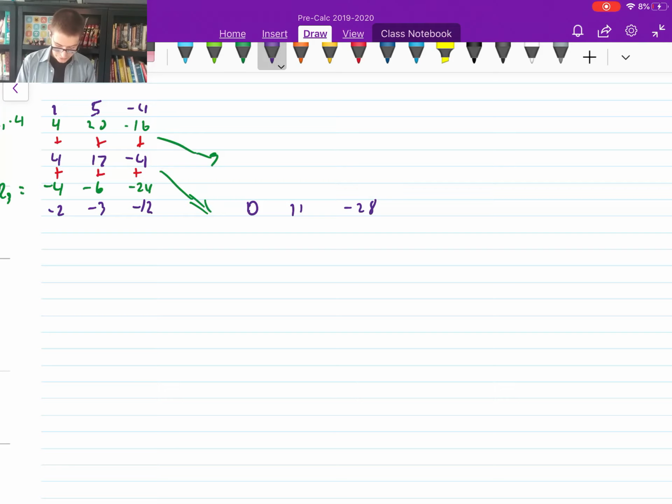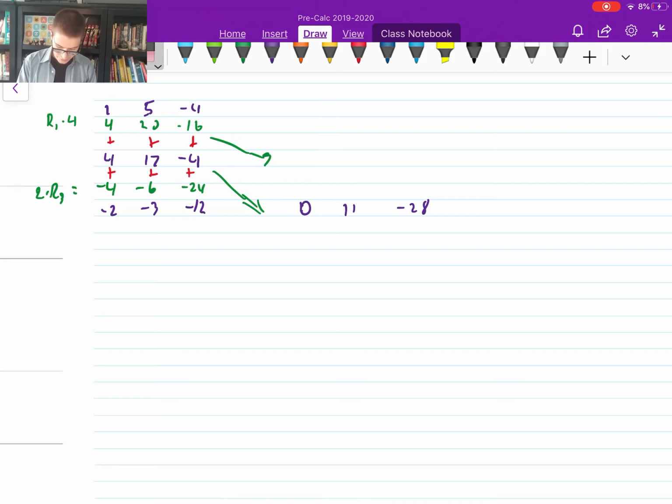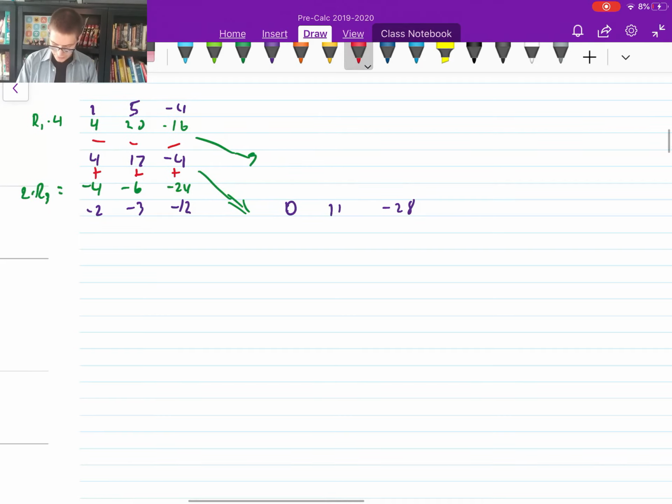Oh, we're going to subtract those. Never mind, we're going to subtract those. Ooh, I almost made a mistake there. Good thing I caught it. Subtract those. 4 minus 4 is 0. Let's see, 20 minus 17 is 3. And then negative 16 minus a negative 4 would be a negative 12.